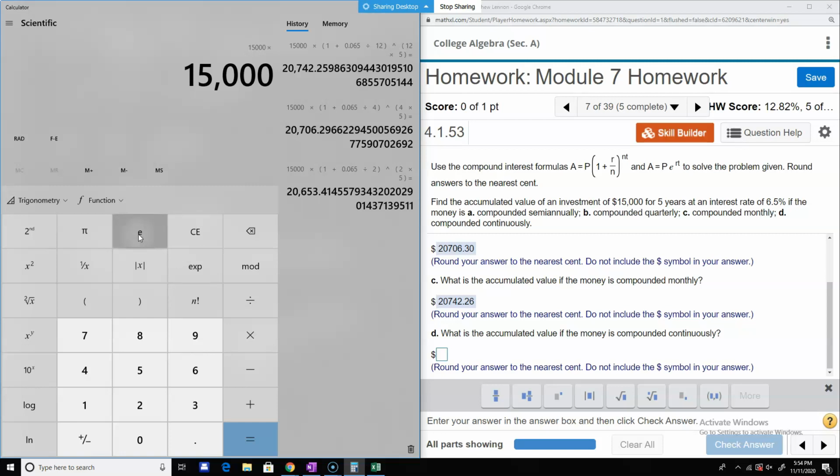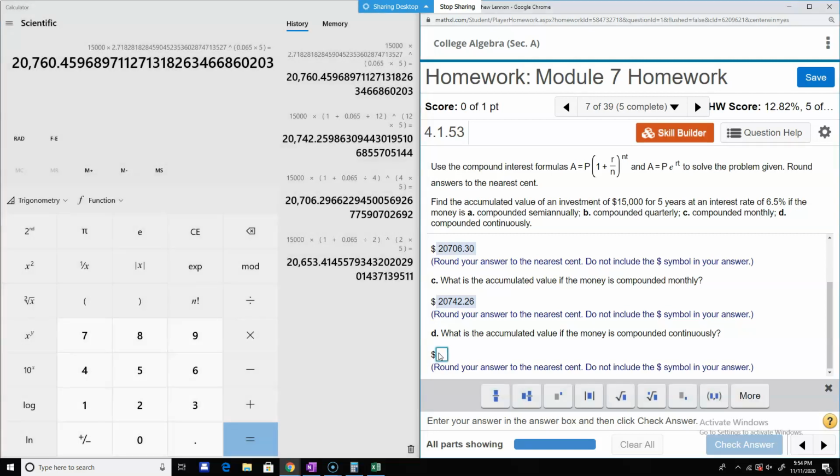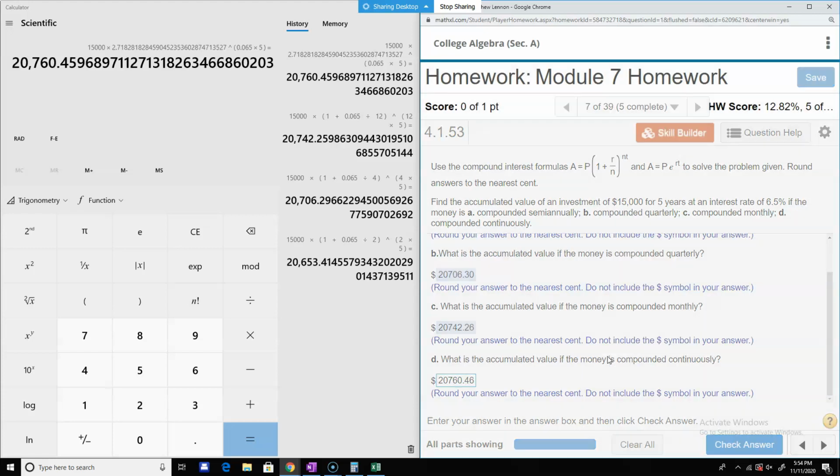So I can hit the E button, is that the easiest way? Times E raised to the, and then again you still want to put the exponent in parentheses there. So there it's R times T, so that's 0.065 times the time frame, 5 years. There's no values there, and that comes out to $20,760.46. So that's the most you can ever earn based on compounding alone, with all the other things held constant.